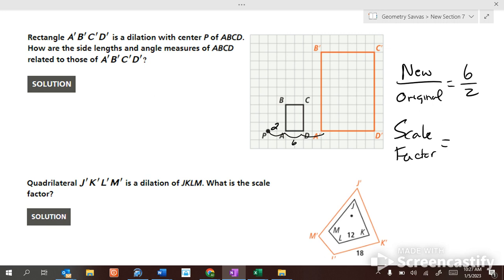What will the scale factor equal? Well, what is 6 over 2? 3. And our scale factor is 3. Everything on this object is 3 times bigger than everything on this object. So if this is 2 across, this is 6 across. If this is 3 high, this is 9 high, and so on. That's how dilations work. It makes everything that much bigger. How much bigger? The scale factor bigger. So everything in this case is 3 times bigger.